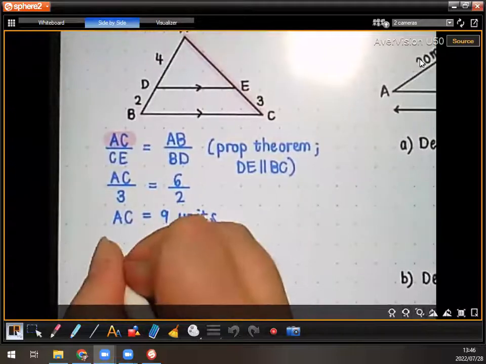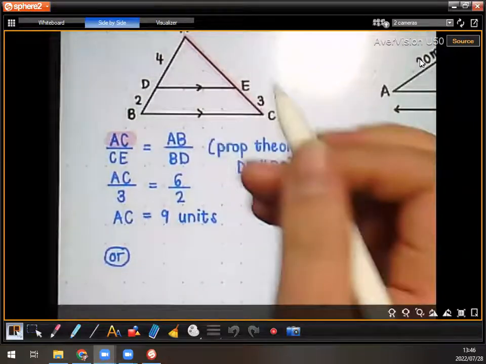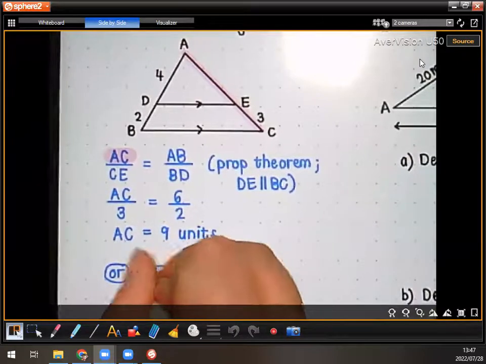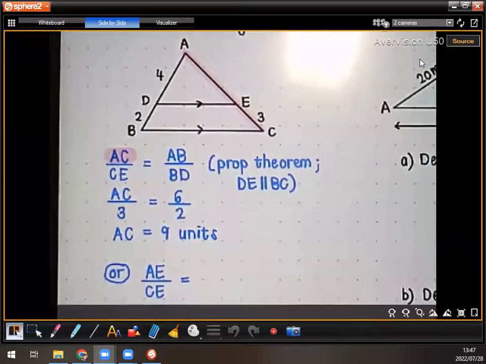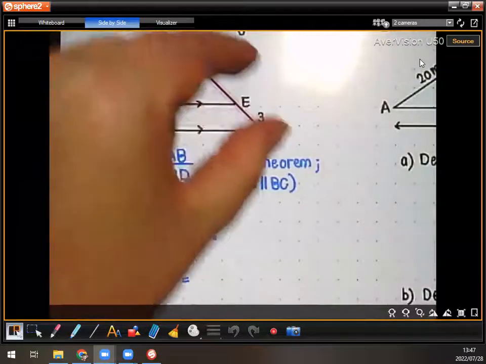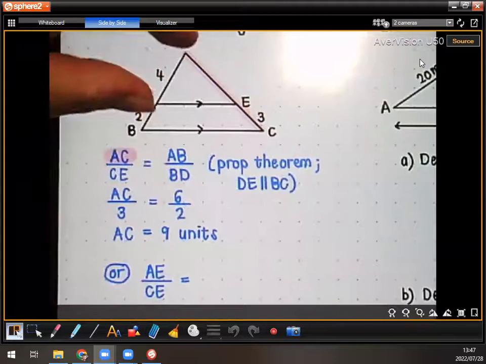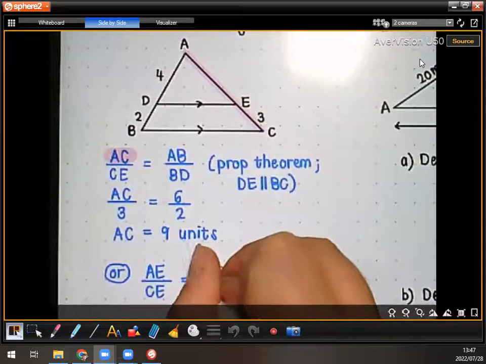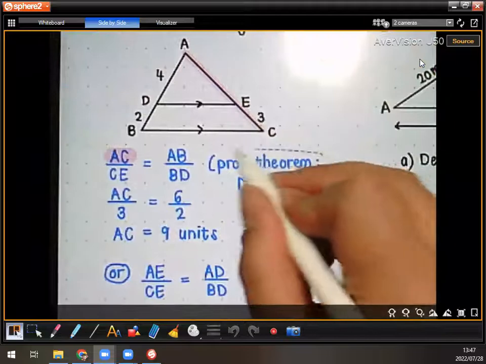Let me quickly write down if you wanted to calculate AE on its own and then just add that to 3, that also would have been fine. Right, if you wanted to do AE over CE, what's the other side going to be? Top over bottom, right? AD over BD. Again, same reason.